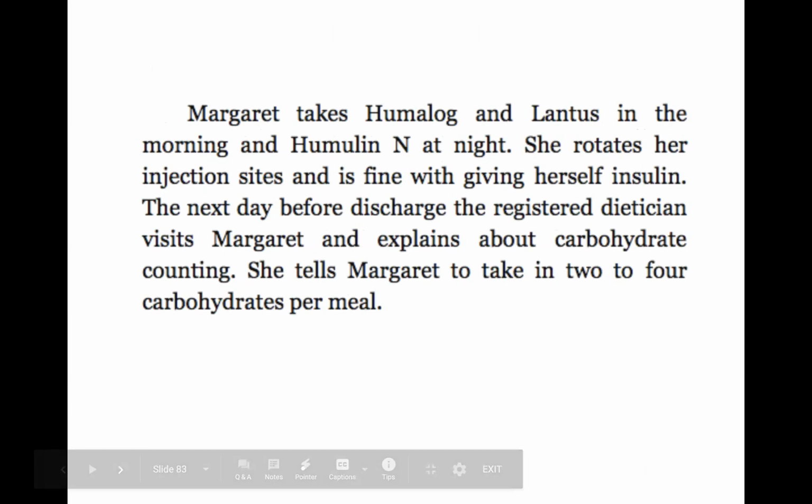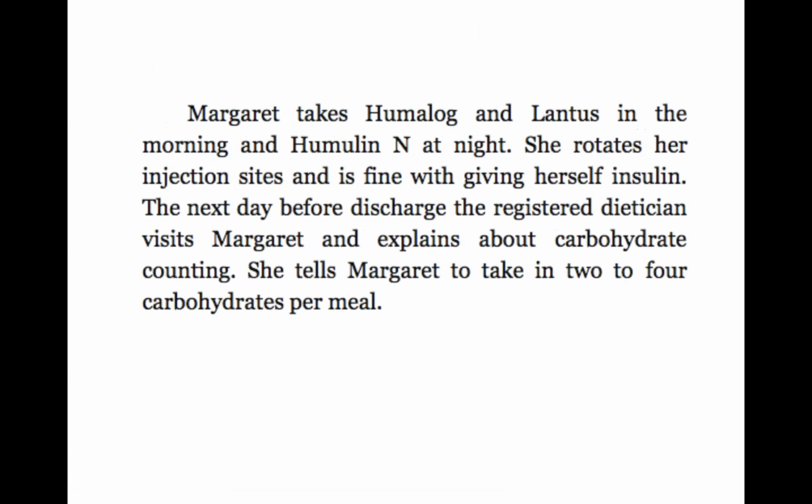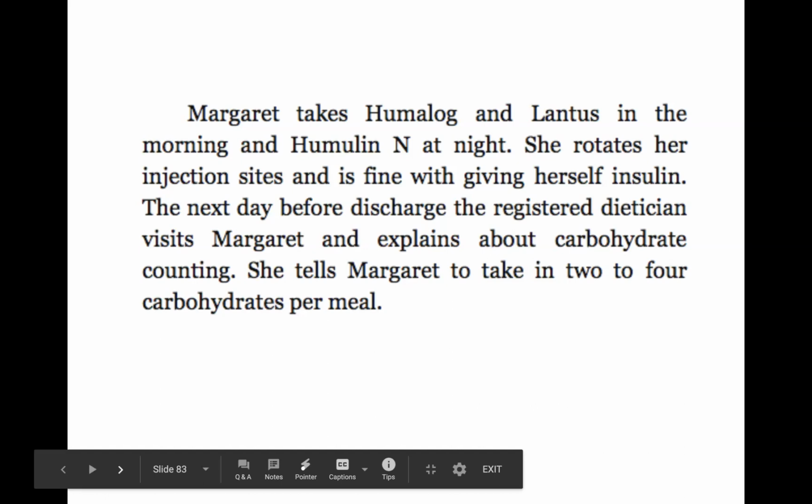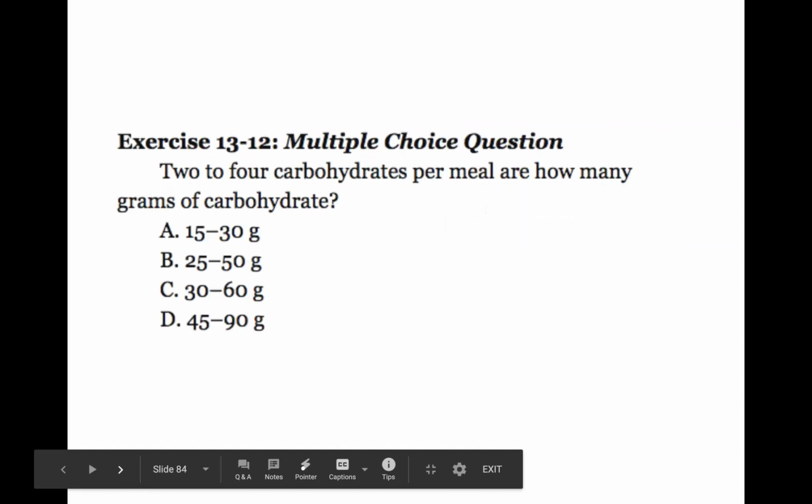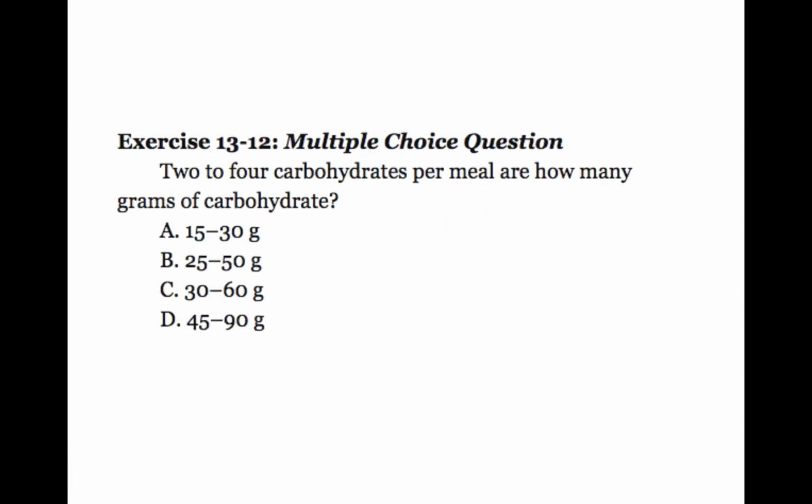Margaret takes Humalog and Lantus in the morning and Humulin N at night. She rotates her injection sites and is fine with giving herself insulin. The next day before discharge, the registered dietitian visits Margaret and explains carbohydrate counting. Hint, hint, you might see this again. She tells Margaret to take in 2 to 4 carbohydrates per meal. 2 to 4 carbohydrates per meal are how many grams of carbs?